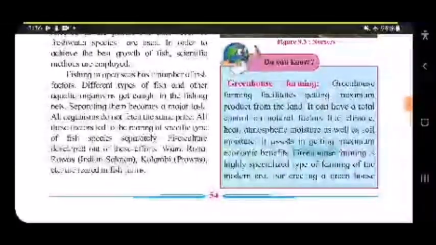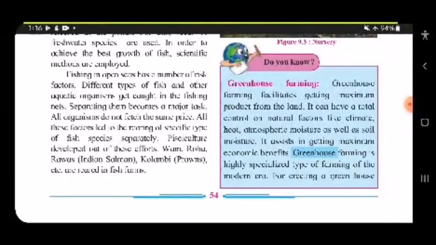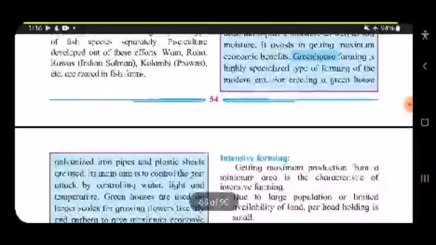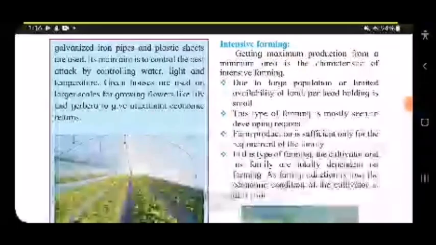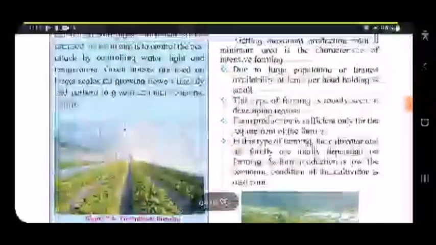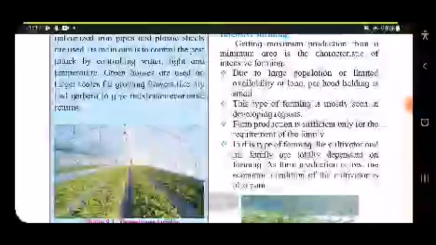Now let us move on to greenhouse farming. Now greenhouse farming facilitates getting maximum product from the land. It can have a total control on natural factors like climate, heat, atmospheric moisture as well as soil moisture. It assists in getting maximum economic benefits. Greenhouse farming is a highly specialized type of farming of the modern era. For erecting a greenhouse, galvanized iron pipes and plastic sheets are used. You can see the picture of a greenhouse farming.